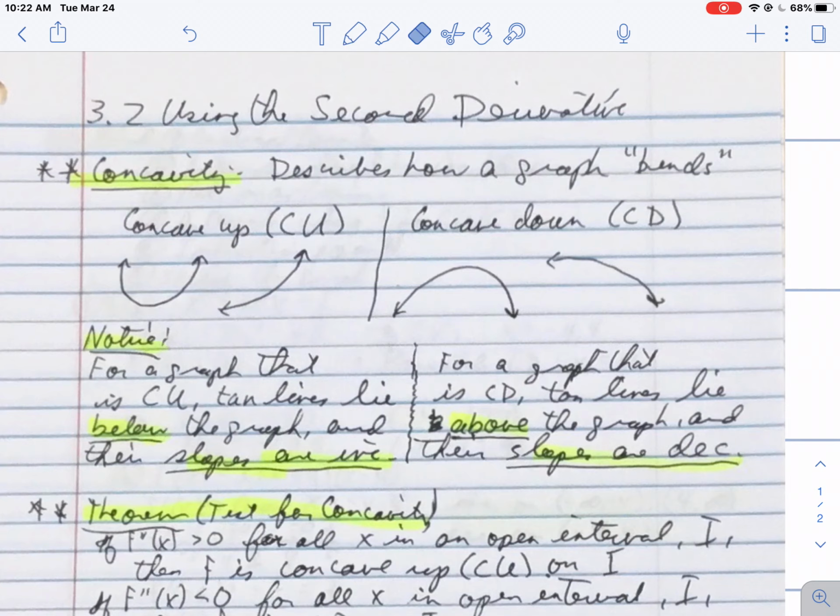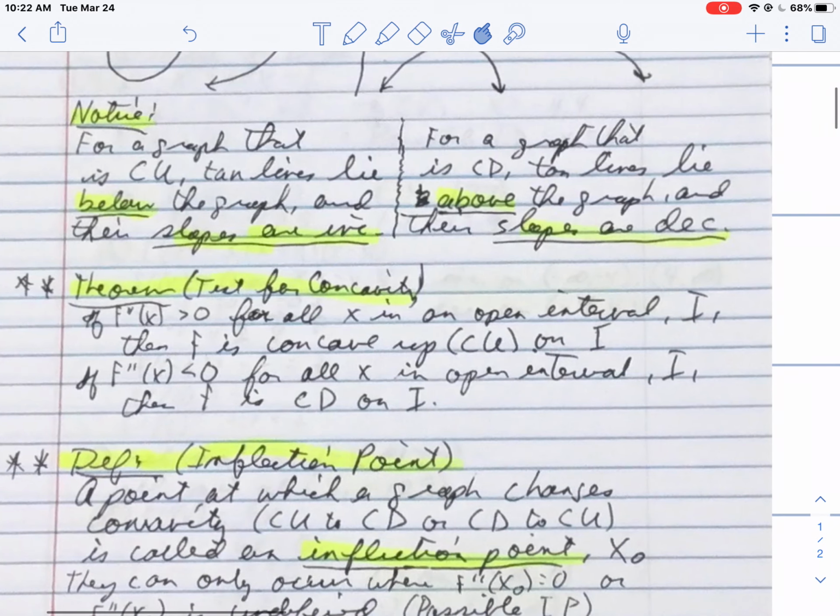All right, so that's actually the formal definition of concavity. It has to do with where the tangent lines to the curve lie. If the tangent lines lie below the curve, the graph is said to be concave up. And if the tangent lines lie above, the graph is said to be concave down. That's the formal definition. Our more useful definition is just to make an observation about the shape of the graph, and then we're going to use the second derivative to give us that information.